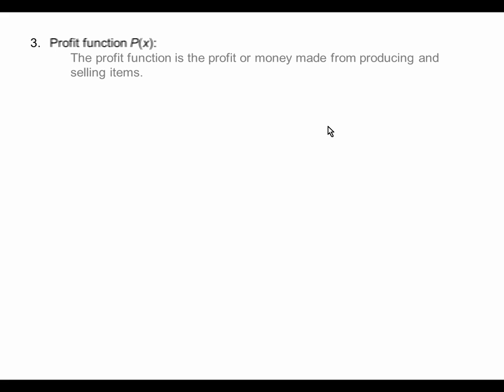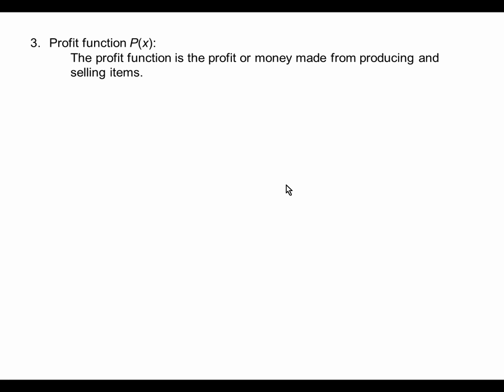The profit function, capital P of x. Remember, little p is price, capital P is profit. The profit function is the profit or money made from producing and selling items. In order to actually make a profit, P of x needs to be positive. That means you're making money. If the profit function is negative, that means you're losing money. Like if it's negative 10,000, that means you're losing $10,000. If it's 0, that's the break-even point. It means you're neither making money nor losing money.